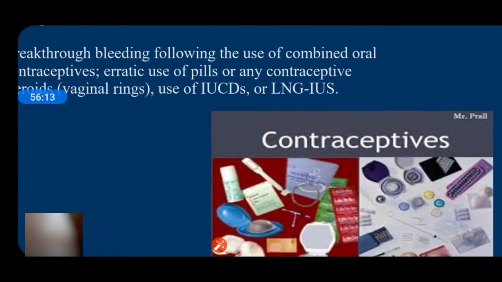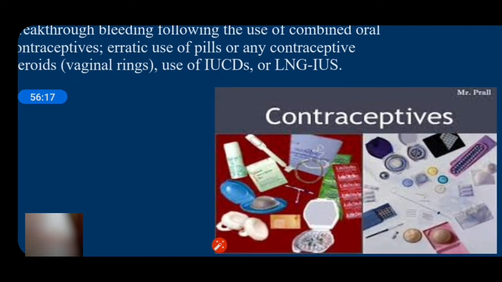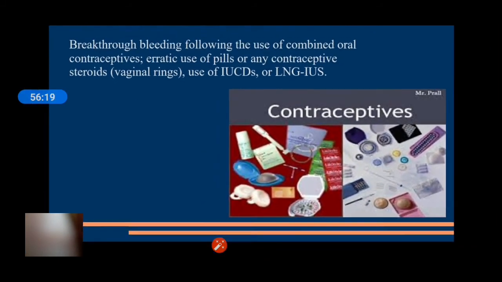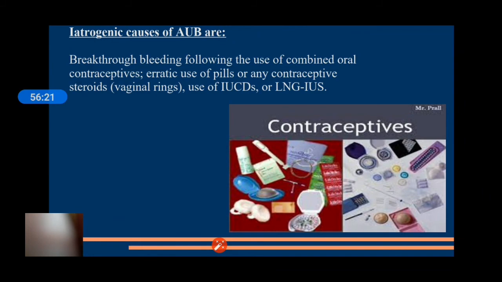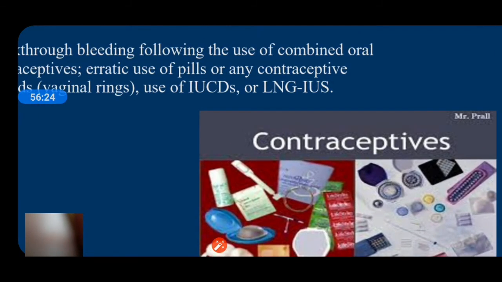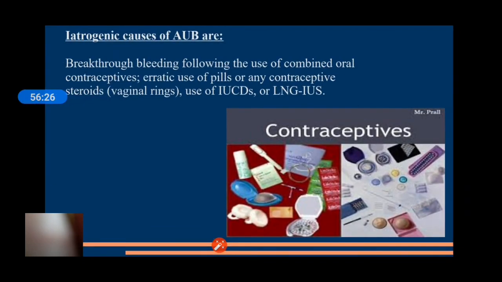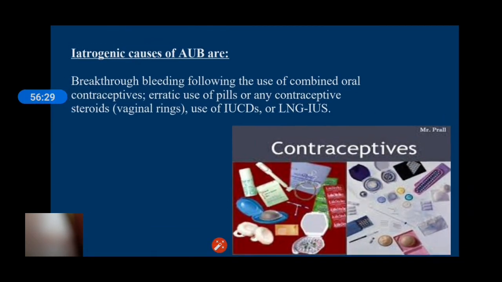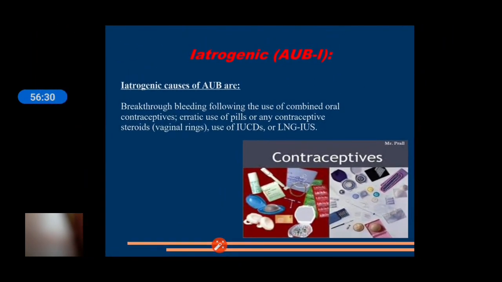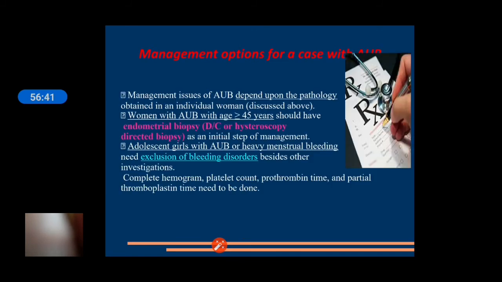LNG IUS is one type of intrauterine contraceptive device, a levonorgestrel releasing intrauterine system. It is a contraceptive device which is inserted inside the uterus, and it releases levonorgestrel. So this can also lead to abnormal uterine bleeding. All this comes under contraceptive pills and contraceptive devices, and all of this comes under the iatrogenic causes of AUB.